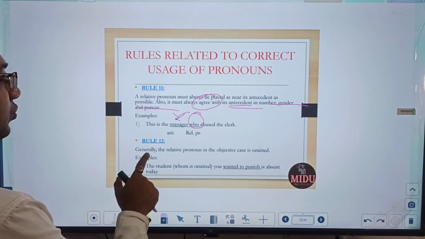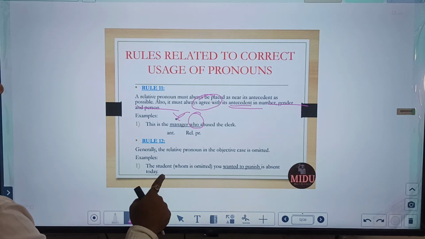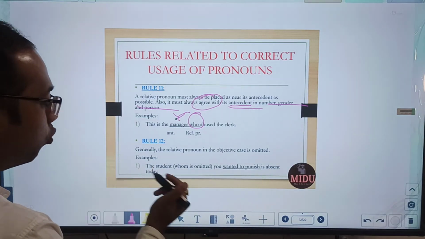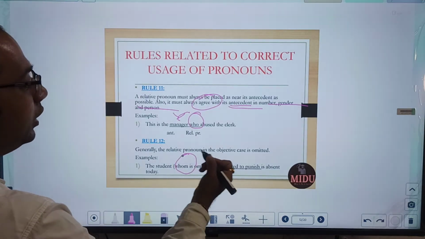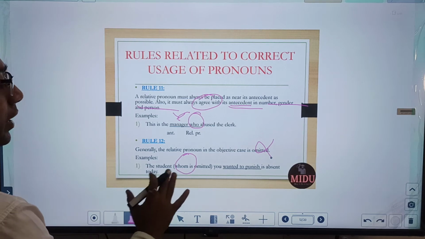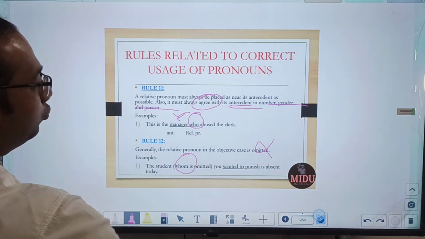Generally, the relative pronoun in objective case is omitted. The student whom you wanted to punish is absent. So see, whom is basically understood here. Relative pronouns in objective case you omit, means we leave it. The student you wanted to punish is absent today. Do not write whom, it is understood.